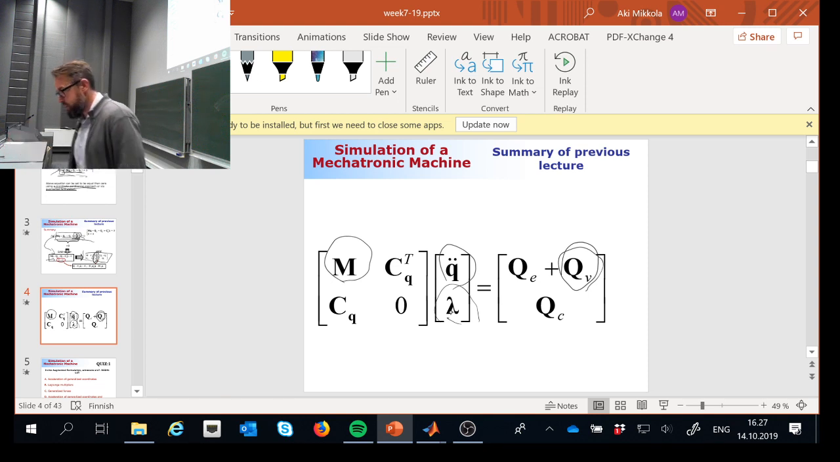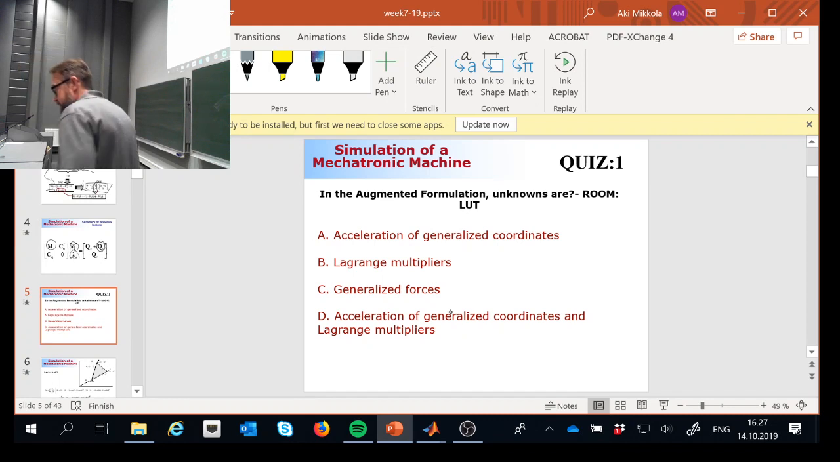Okay, so let's get into the in-class quiz, which is this one. In the augmented formulation, the unknowns are... And the augmented formulation, again, is the method I've just explained to you, the method based on Lagrange multipliers.